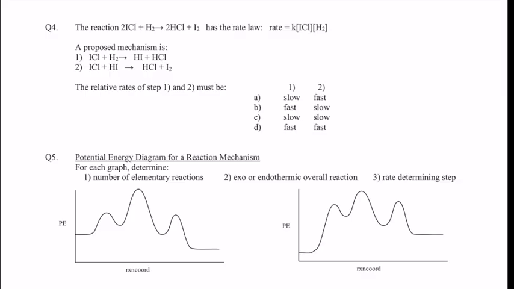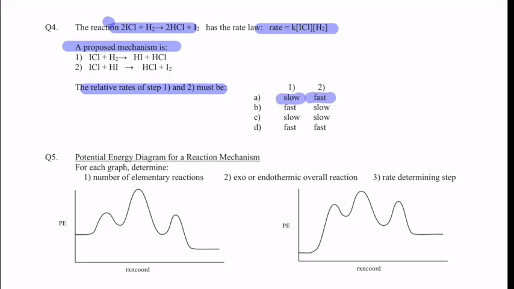So this first question is a multiple choice question. They've given us a reaction, a rate law, and a proposed mechanism. And they're asking what are the relative rates of step 1 and 2. Is 1 slow, 2 fast, is 1 fast, 2 slow, and so on. Like I said earlier, we will not consider this option of both slow or both fast. Okay, so let's just cherry pick for a moment, and let's say this is fast, this is slow.